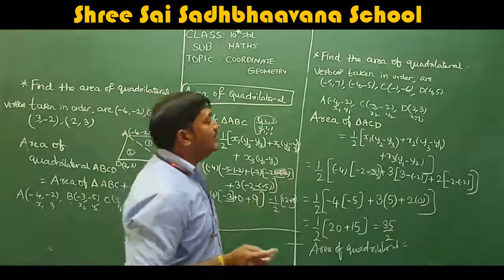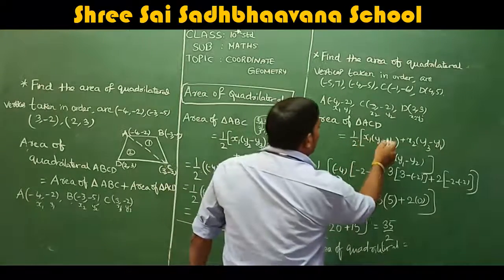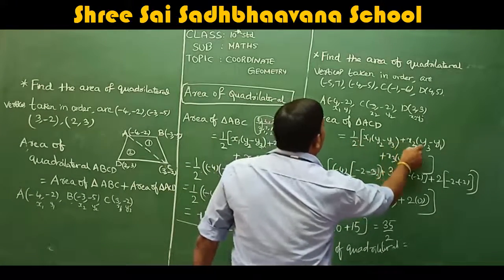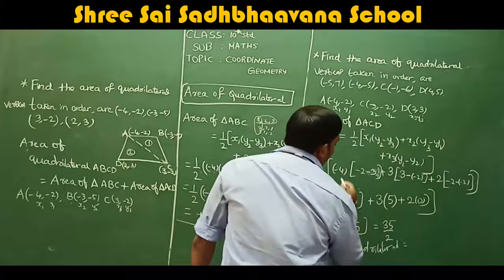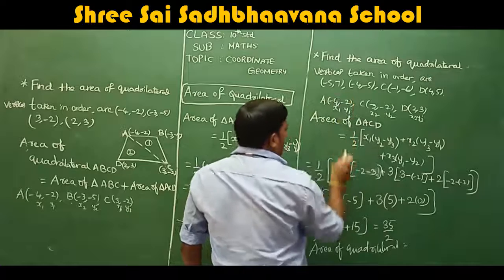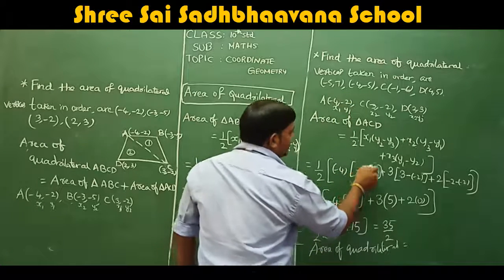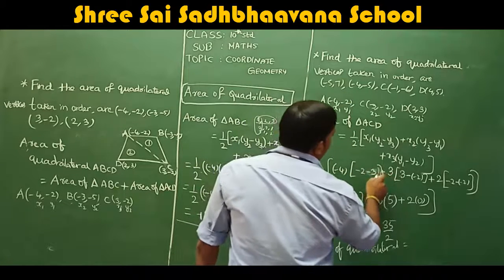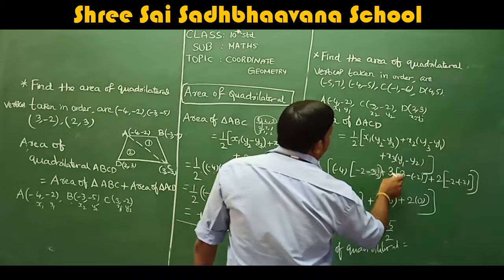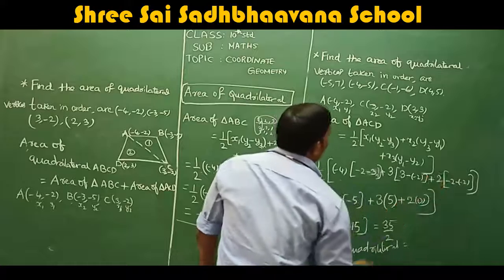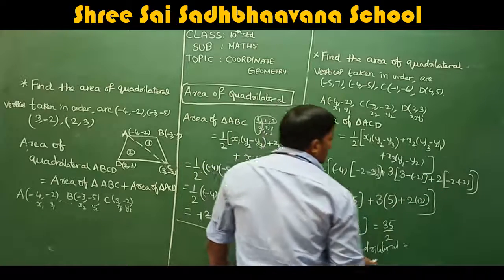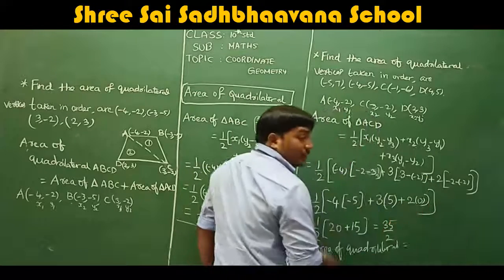And area of triangle ACD is equal to half into x1 into y2 minus y3 plus x2 into y3 minus y1 plus x3 into y1 minus y2. Substitute the formula coordinates: minus 4 into minus 2 minus 3, correct? So next, 3 into 3 minus of minus 2, plus 2 into minus 2 minus of minus 2, which is 2 plus 2 minus 2 plus 2, which will give you 0.